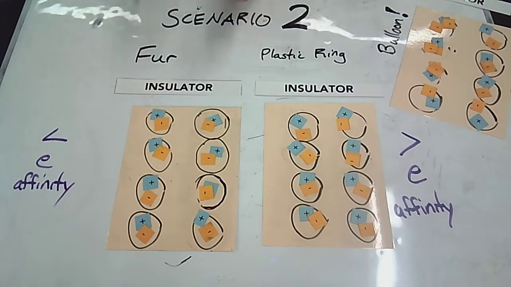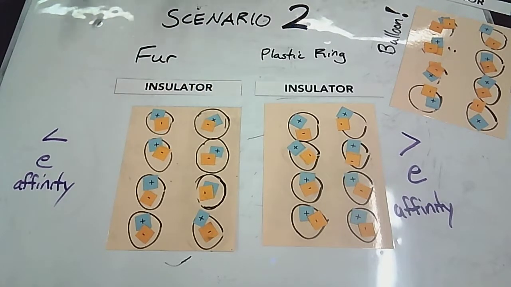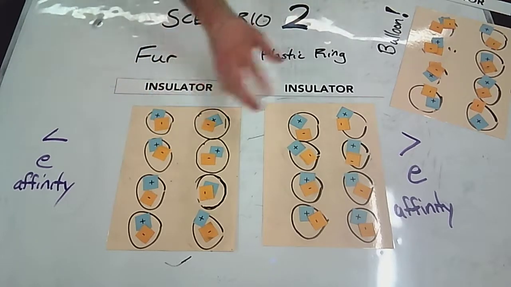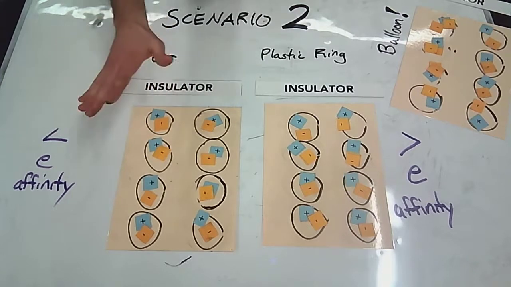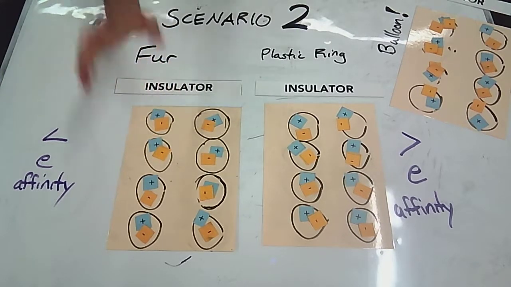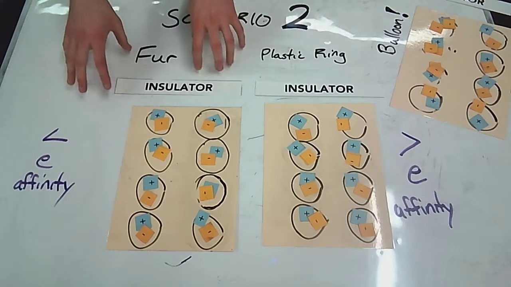Right? So you might be wondering, well, wasn't it just positively charged from the last scenario? It was, but keep in mind that when you grab the fur to go charge that plastic ring, you're grounding the insulator with your body, right? With your hand, you're neutralizing it. So our fur in this case is not going to be positive, it's going to be neutral again.